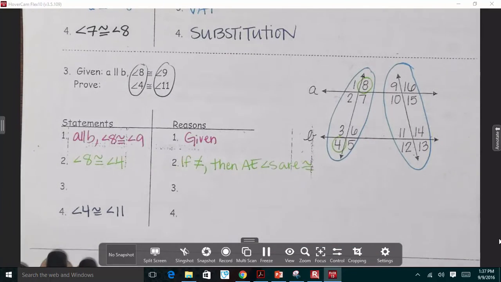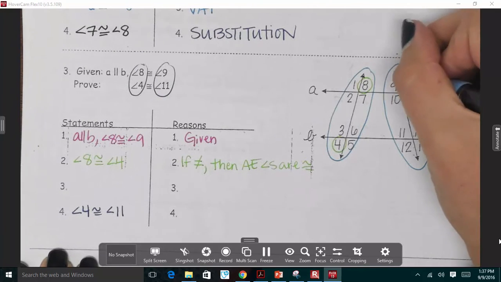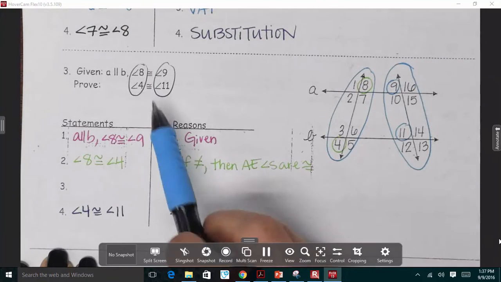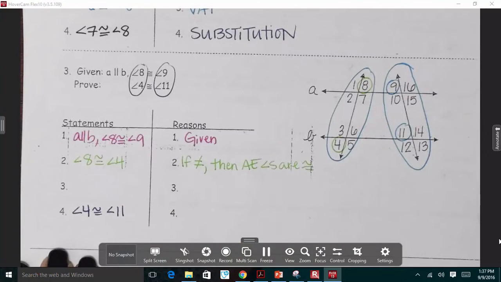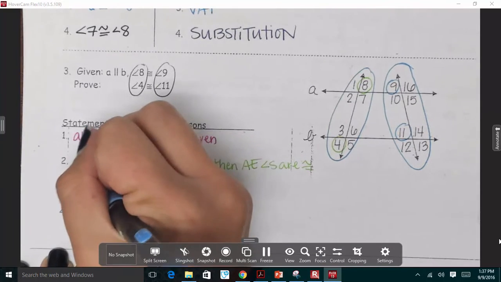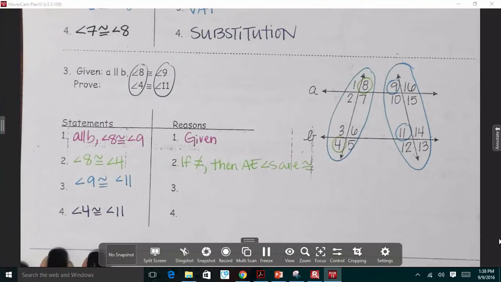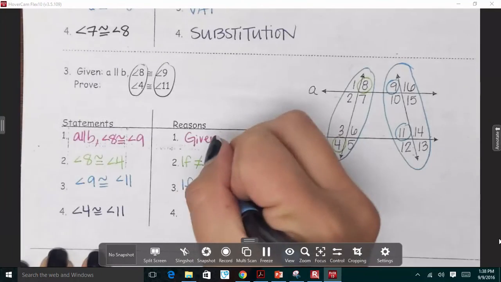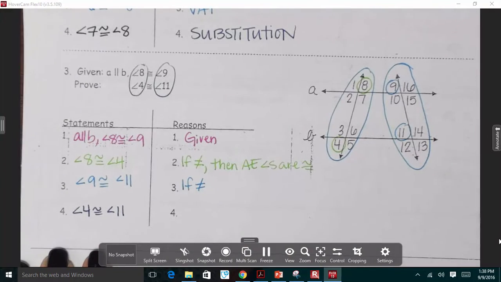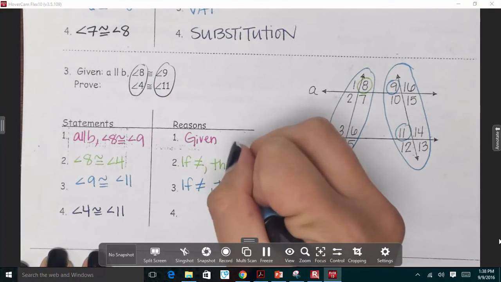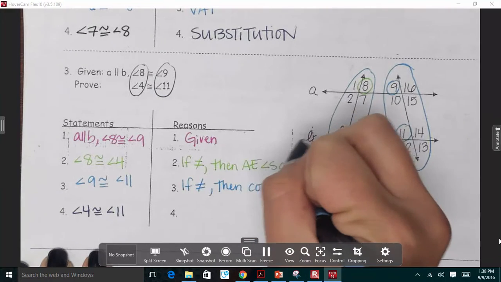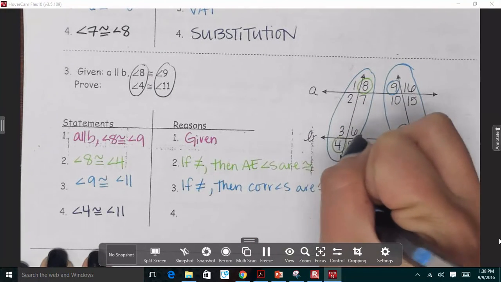Okay? Now we're looking at the opposite transversal, and we're looking at 9 and 11 because those are the other two angles. So how are 9 and 11 related? They're corresponding. So angle 9 is congruent to angle 11. Okay, and so that reason is, if two parallel lines are cut by a transversal, then what? Corresponding angles are congruent. Good.